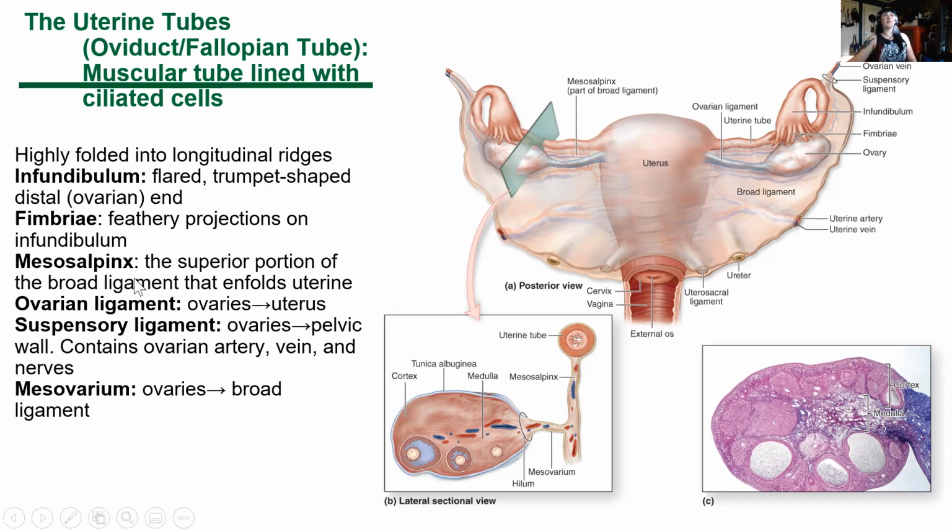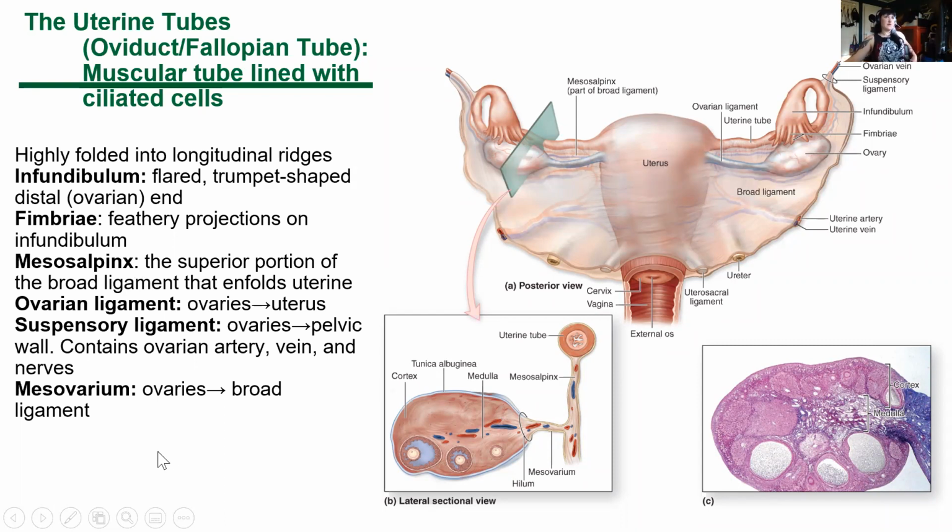So the mesosalpinx is the superior portion right here. It goes from the mesovarium to the tube. And the ovarian ligament just holds the ovary in place so that it's not, for lack of a better word, sort of flapping around in there. So all of these structures are held in place by a series of complex ligaments. But the ligaments are flexible because obviously the position of all this stuff has to change in the event of a pregnancy.